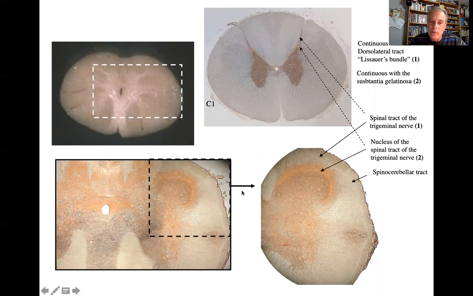Okay, so remember when we look at this image, we are still seeing the spinal tract of the trigeminal nerve and the nucleus of the spinal tract of the trigeminal nerve, the nucleus and the spinal tract, right? And remember that these structures are continuous in the spinal cord as Lissauer's bundle, or the dorsolateral tract, this one here, and the substantia gelatinosa. So these structures continue in the spinal cord, right?